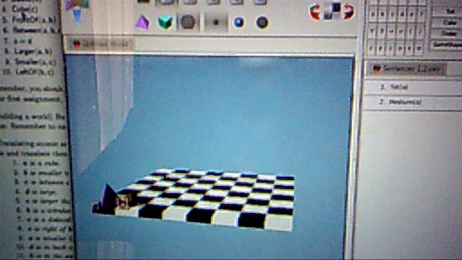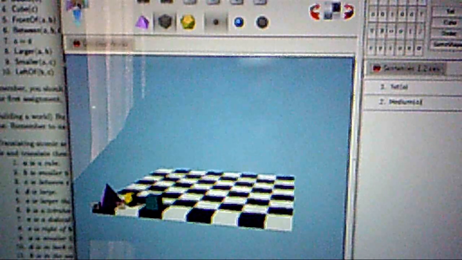4 says C is a cube. I need a new thing. There's a cube. I call it C.